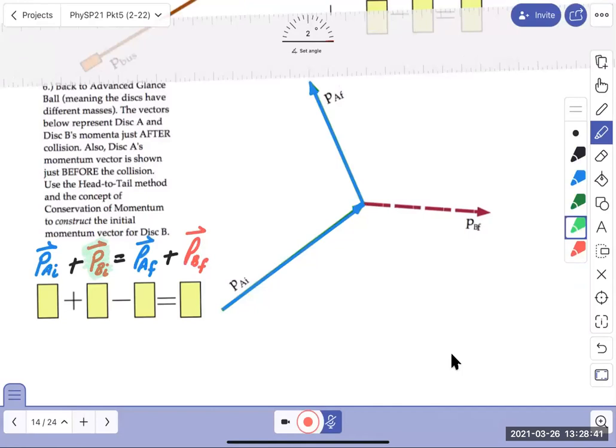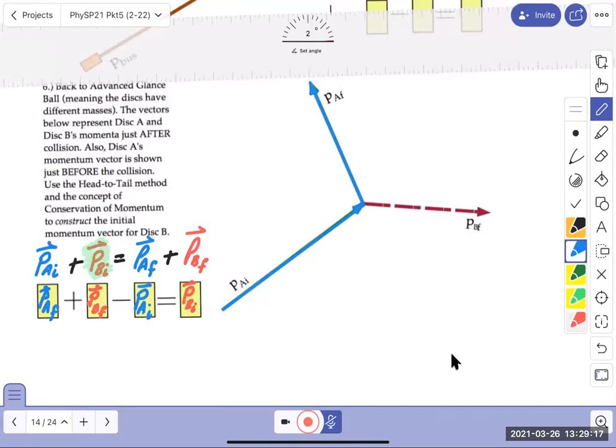So, okay, PBI is what I'm solving for. I have PAF, PBF. Those I don't change, but I subtract PAI from both sides.